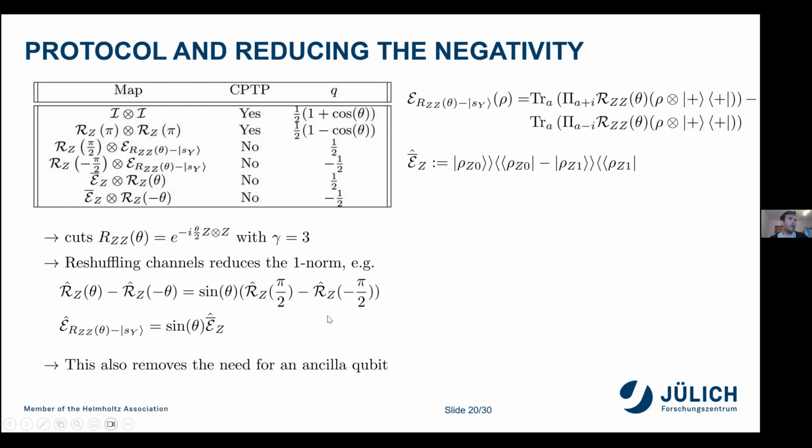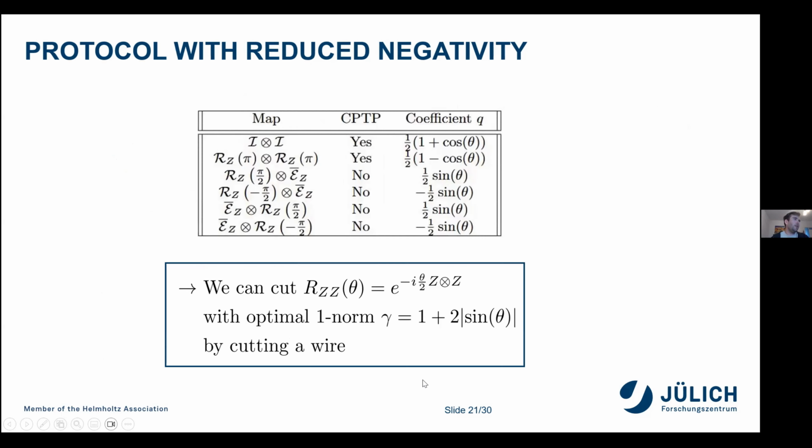And yeah, with this we can decrease the 1 norm and also get rid of the requirement of the ancilla qubit. And then you can check that this protocol indeed has the optimal 1 norm.